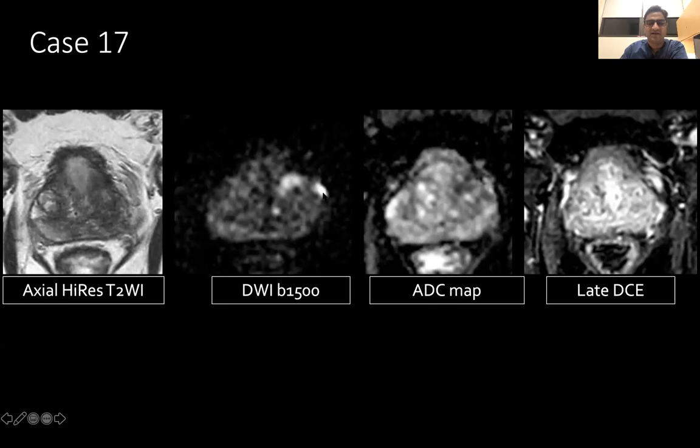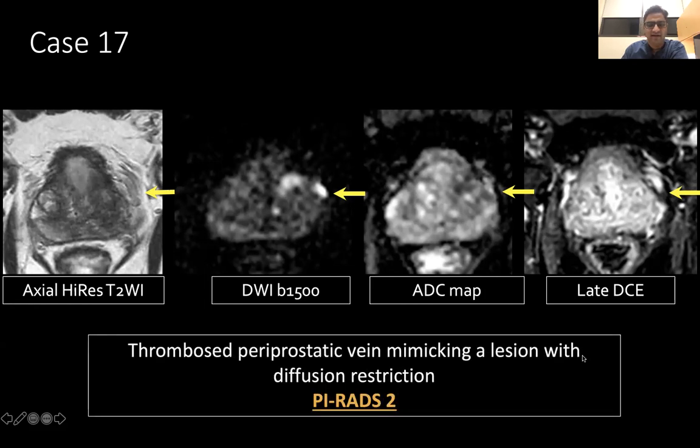And as we look at this, it's dark on the ADC map as well. But as we look at all the images here, this is localized outside the prostate. It is actually localized to one of the periprostatic veins, and you can see that the periprostatic vein is not filled on the delayed post-contrast imaging. So that is a thrombosis of the periprostatic vein that's mimicking an actual peripheral zone lesion.